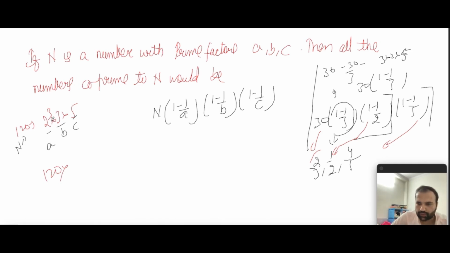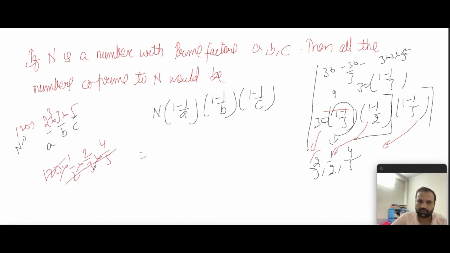Whatever the prime factors you have over here, just subtract 1 from each. That would work as your numerator. So over here 2, subtract 1, that's the numerator: 1 by 2; 2 by 3; 4 by 5. So you will not have to go through all these steps. You can simply do all these things mentally, and then you can calculate it.